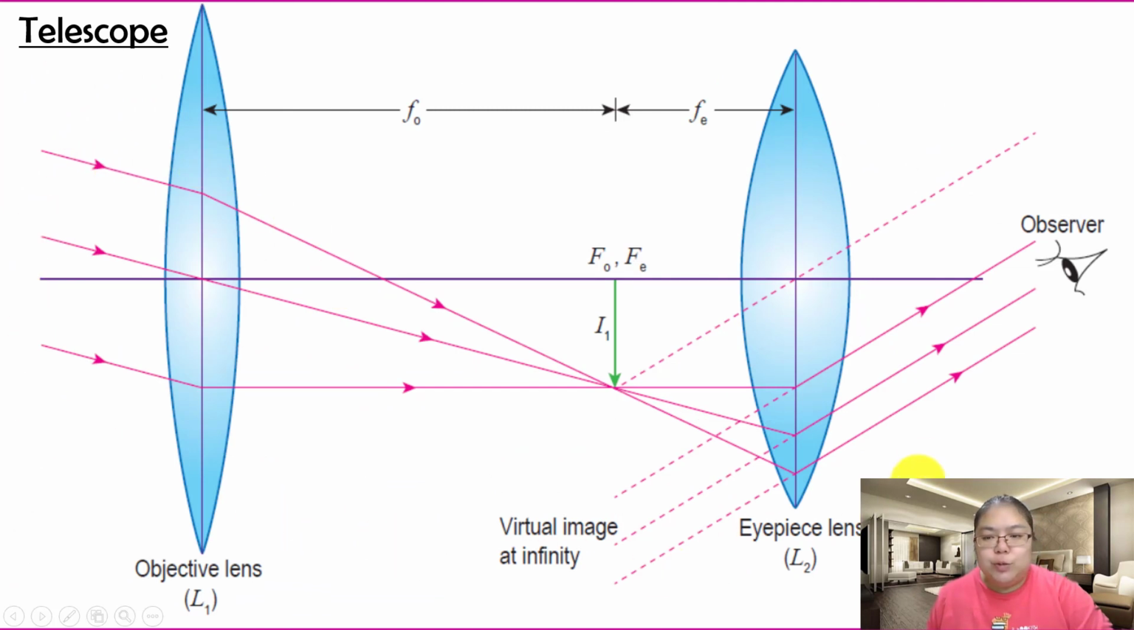Okay, now I zoom in to make it bigger, so you can see this one is FO, this one is FE, then this one is the first image. Then for the second one, from the eyepiece, make sure you know how to draw. From the first image, go to the center. After that, you just continue the ray parallel. Finally, they form the image. Okay, now we practice how to draw.